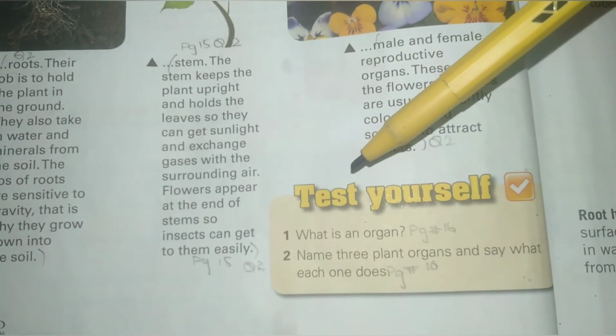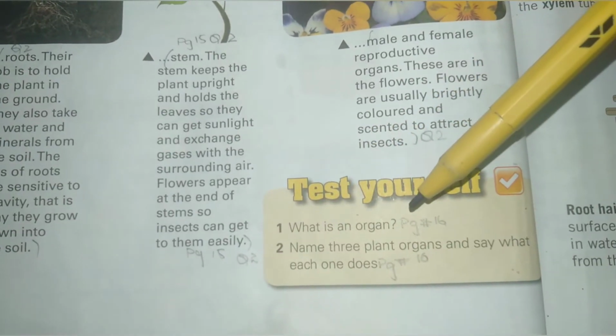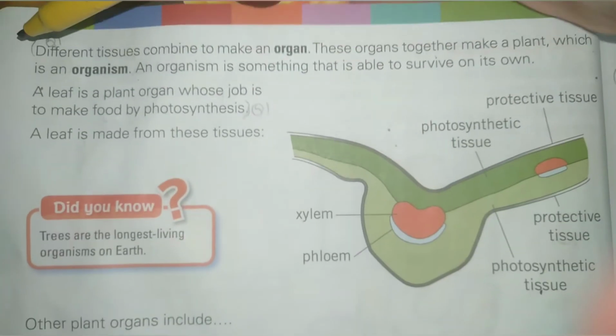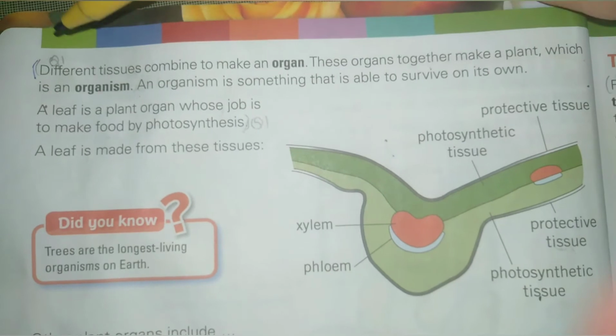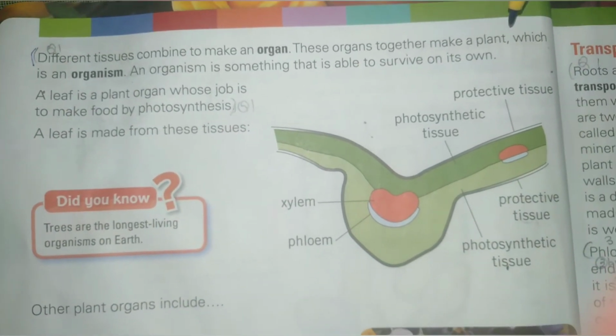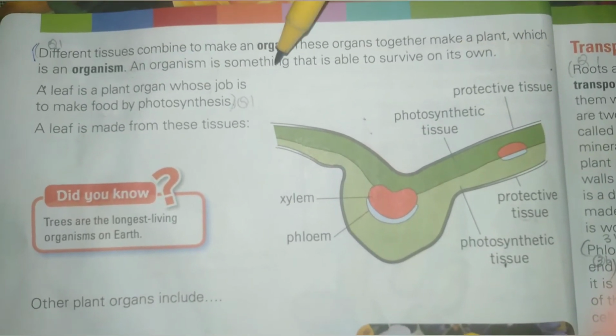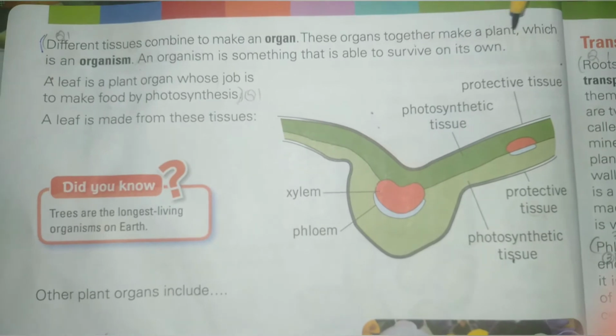Students, next we have to do test yourself. Question number 1, what is an organ? The answer will start from this line. Different tissues combine to make an organ. These organs together make a plant, which is an organism. An organism is something that is able to survive on its own.